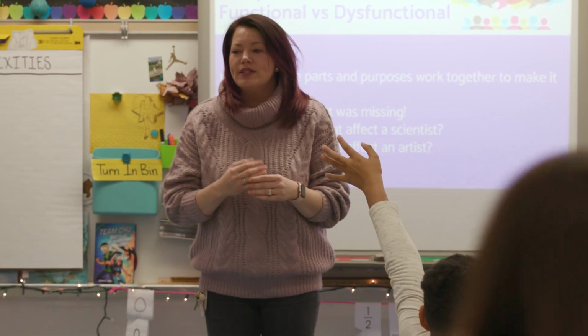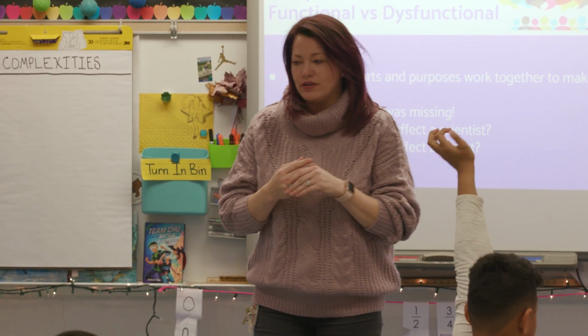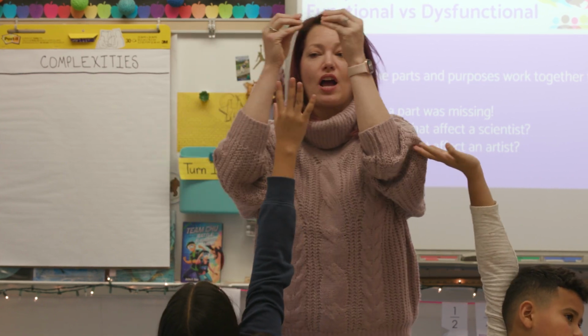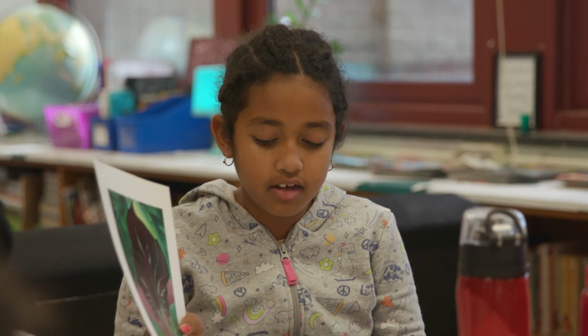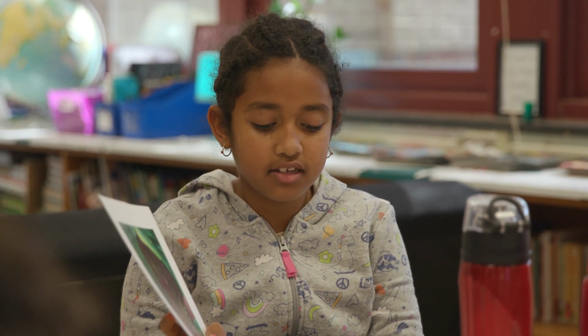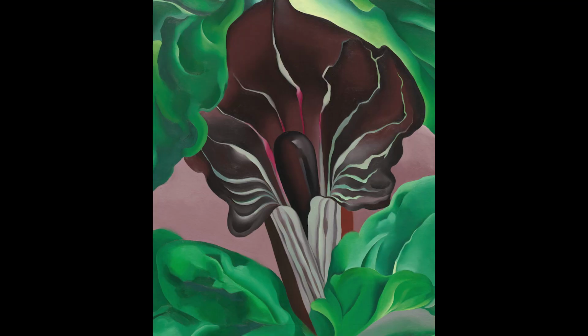Okay, what were some complexities that you found? So how do the parts and the purposes work together to make this flower complex? Rakeb: The parts of the flower, since it grows to 3 feet, it could protect itself from different things, maybe. Okay, so the complexity of the flower is to make sure that it survives?